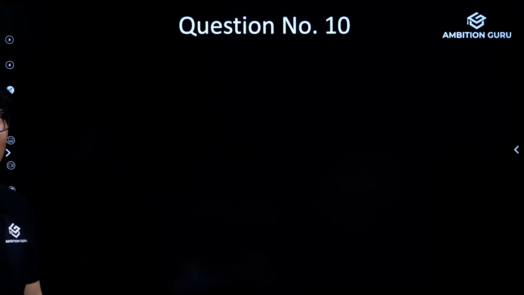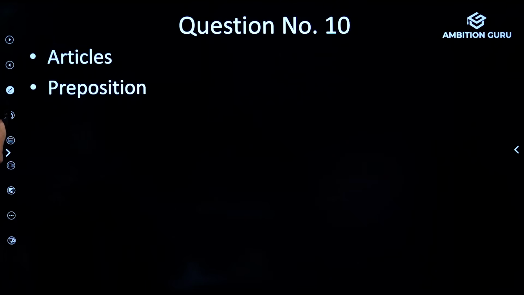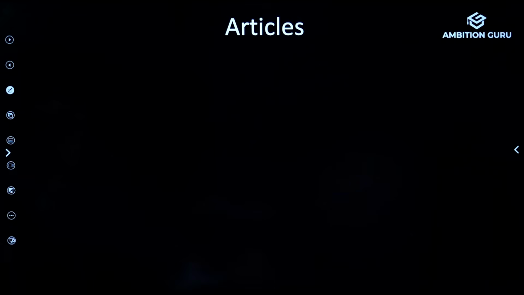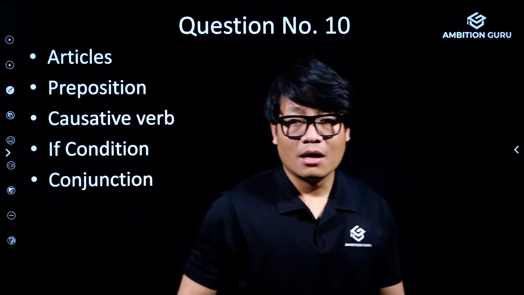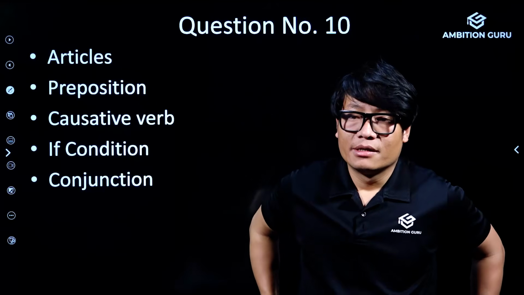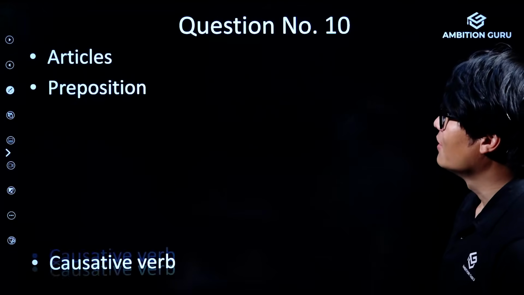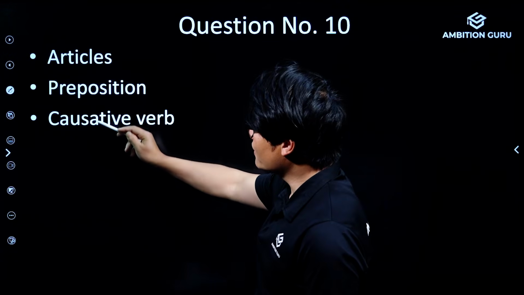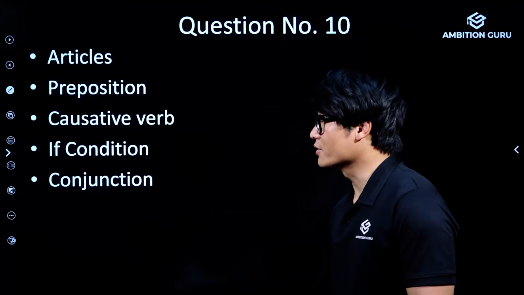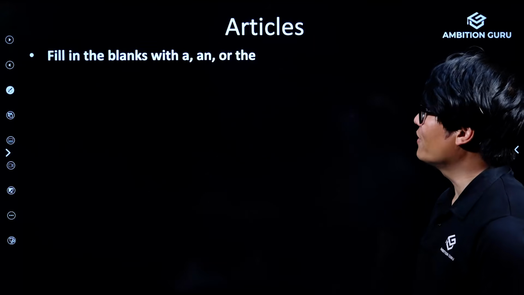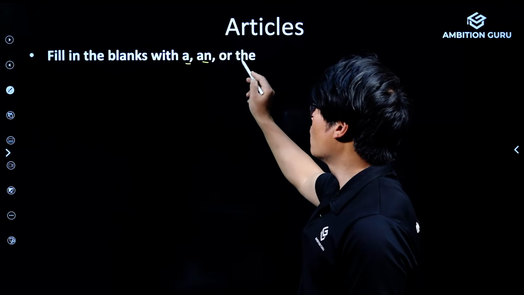Now let's move to another question, number 10. So number 1 is article, prepositions, causative verb, if conditional, conjunctions. First of all is article. Are you ready? A screenshot please. Okay, let's have a screenshot. Now we are going to practice article, preposition, causative verb, if conditional and conjunctions. Okay, article. Fill in the blanks with a, an, or the.